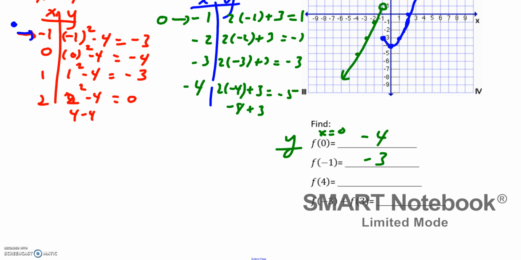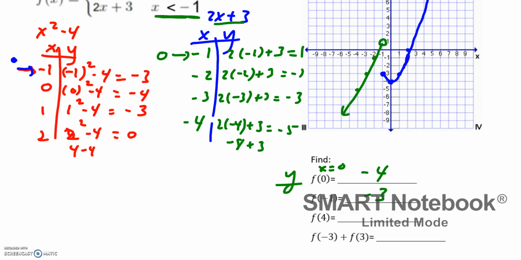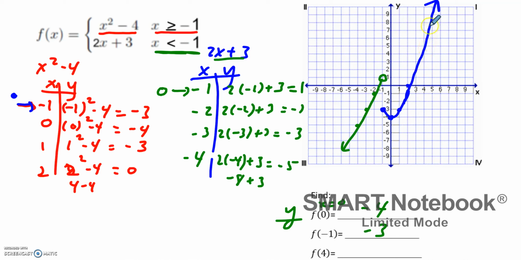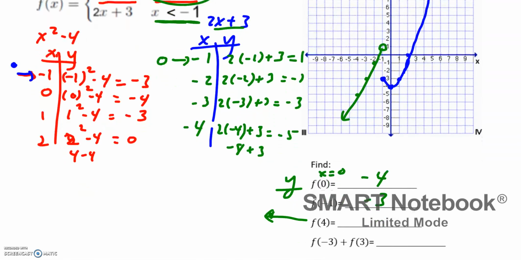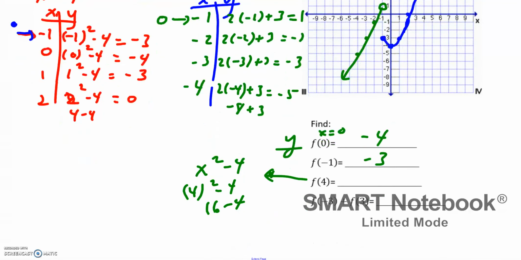F of 4. It looks like 4 is going to be up here somewhere, but just to make sure, if I'm not sure what exactly f of 4 is, I look back at my intervals and I say that 4 is part of this interval here, which means I'd plug 4 into the function x squared minus 4, which would be 4 squared minus 4, 16 minus 4, or 12. So this answer would be 12.